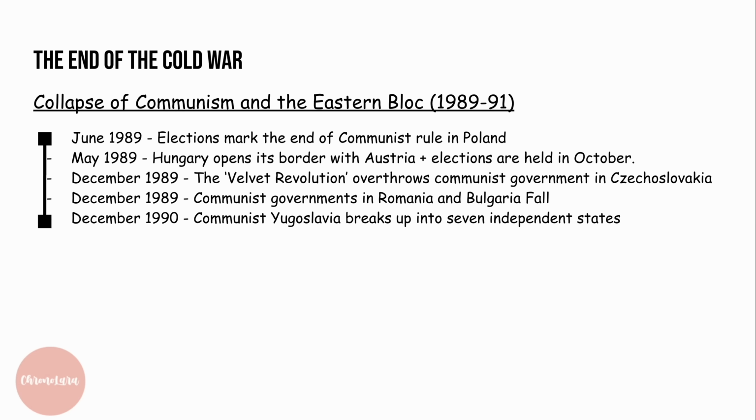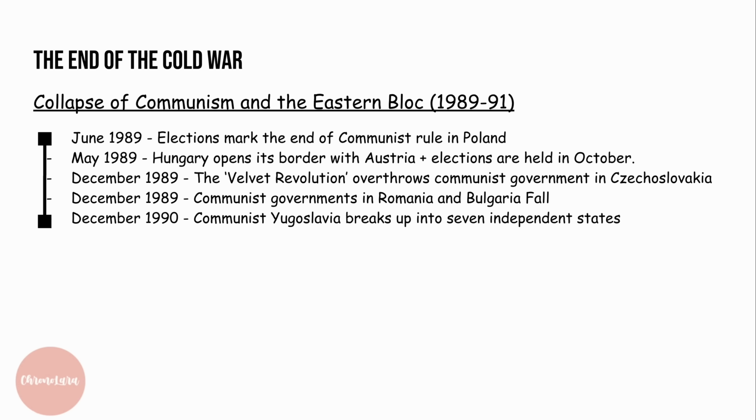First, June 1989, elections marked the end of communist rule in Poland and the Solidarity movement in Poland. May 1989, Hungary opens its border with Austria and elections are held in October. December 1989, the Velvet Revolution, which is a very famous revolution, overthrows the communist government in Czechoslovakia. December 1989, communist governments in Romania and Bulgaria fall. Romania had a violent end to communism. However, communism is abolished, thank goodness.